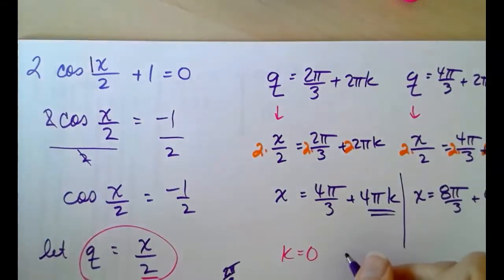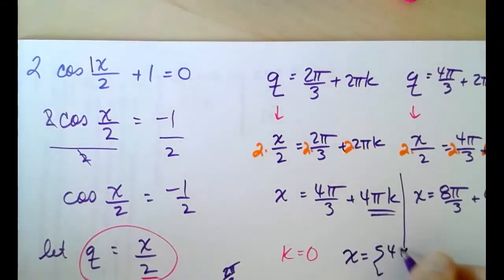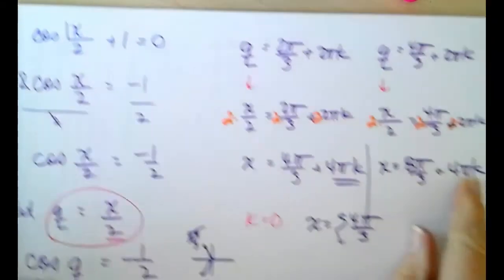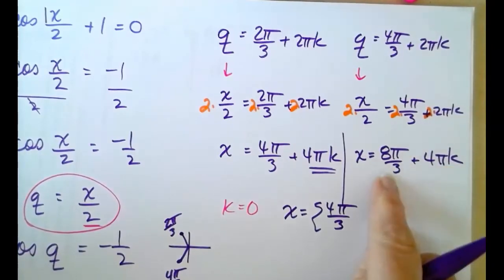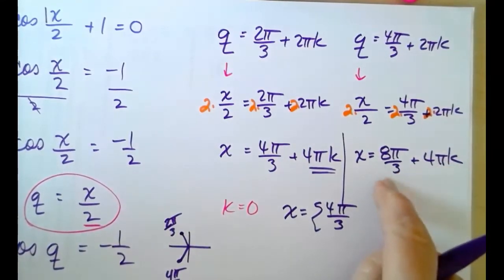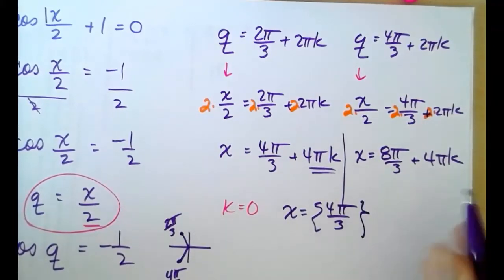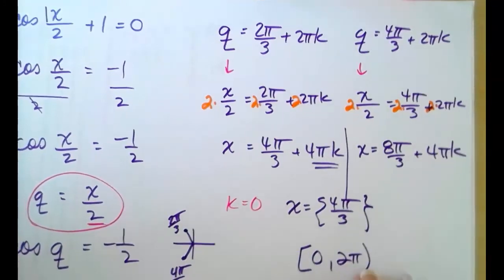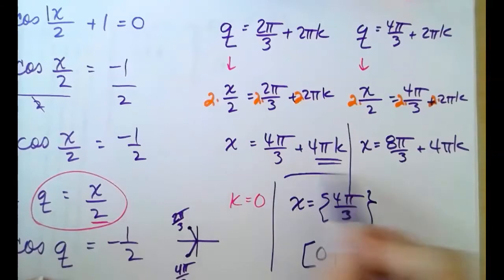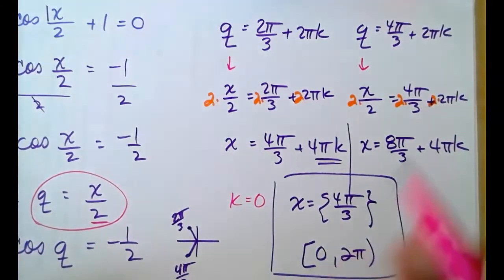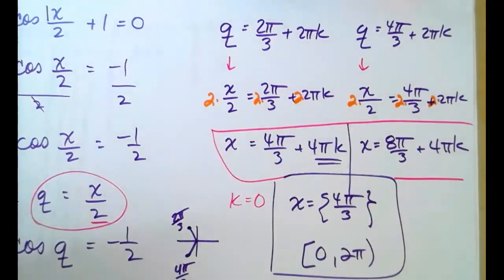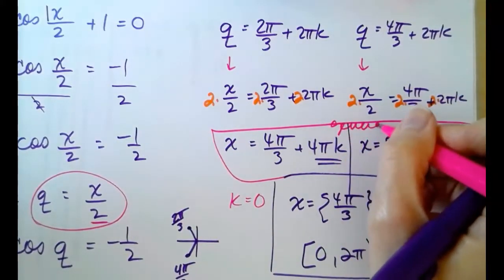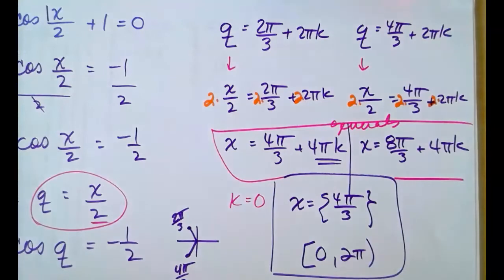If I let k equal 0, I find that x equals 4 pi over 3. If I let k be equal to 1 here, then I get 8 pi over 3, which is already bigger than 2 pi. So my one solution that exists within this particular interval of the domain is 4 pi over 3. Of course, these are my 2 general solutions because obviously we have infinitely many solutions, but only one exists within the interval between 0 and 2 pi.